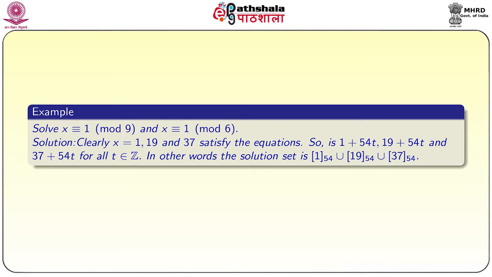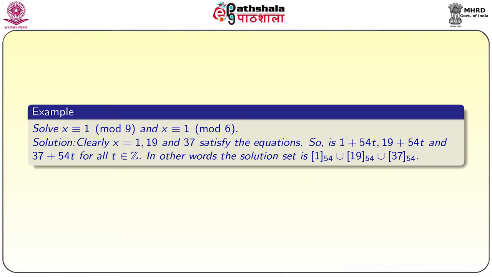Now, we will look at another case. Here, we want to solve x is congruent to 1 mod 9 and x is congruent to 1 mod 6. Clearly, x equal to 1, 19, 37 satisfy the equations. That means 1 is congruent to 1 mod 9, 1 is congruent to 1 mod 6, 19 is congruent to 1 mod 9, 19 is congruent to 1 mod 6. Similarly, 37 is congruent to 1 mod 9 and 37 is congruent to 1 mod 6.